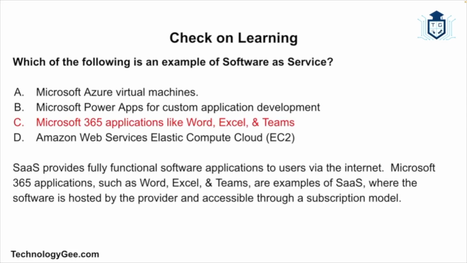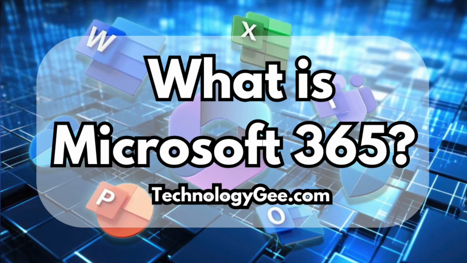And the correct answer will be Microsoft 365 apps like Word, Excel, and Teams. So, software as a service provides fully functional software applications to users via the internet. Microsoft 365 applications like Word, Excel, and Teams are examples of software as a service where the software is hosted by the provider and accessible through a subscription model.